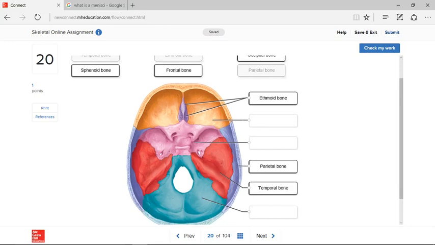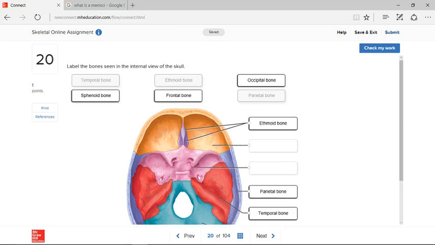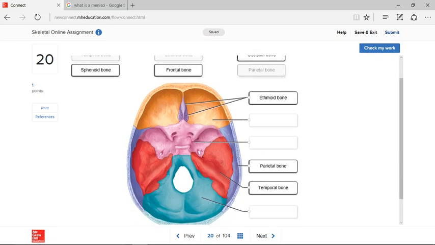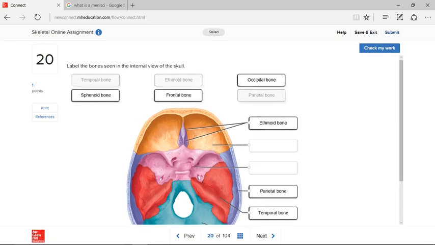Right up in here, we get the sella turcica. Wow, definitely not what we have right now. We're gonna have to come back to that. But we got the frontal bone. This is a very simple one, right up here. That's a very easy one right there.